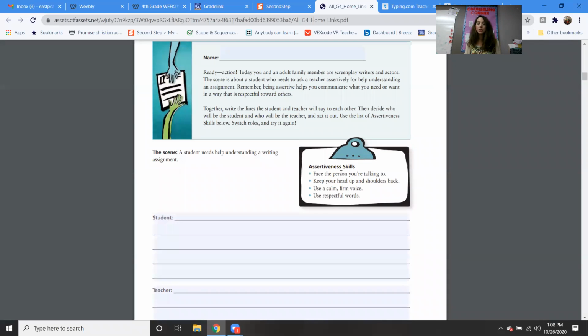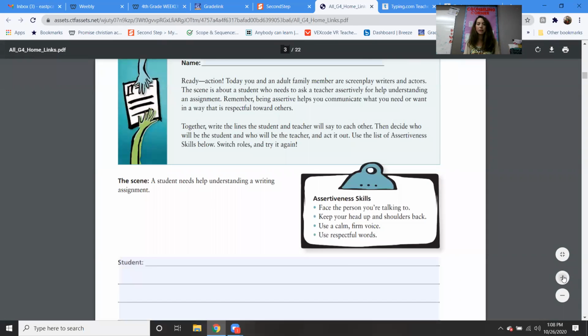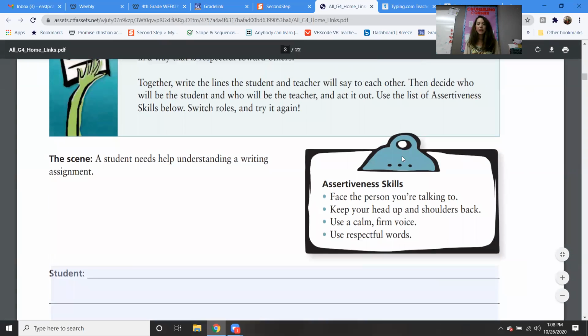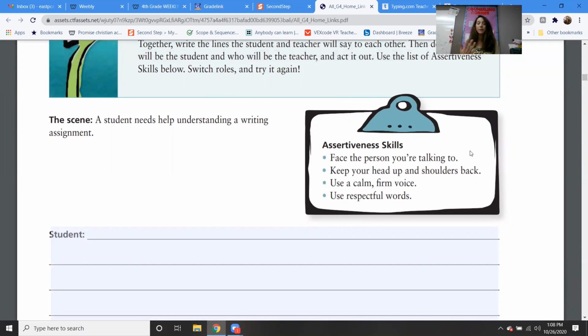So some things to remember here in being assertive. Let me make this a little bit bigger so you guys can see it. Assertiveness skills. Face the person you're talking to, right? So you want to make sure you're looking at them. Obviously, if you're online, a little bit trickier. Keep your head up and your shoulders back. And that's, again, just having a good posture, right? You're not like, I need help, right? And you're looking down.